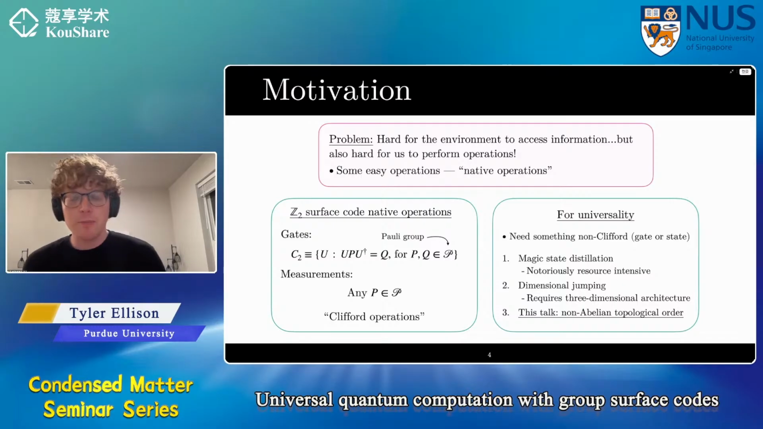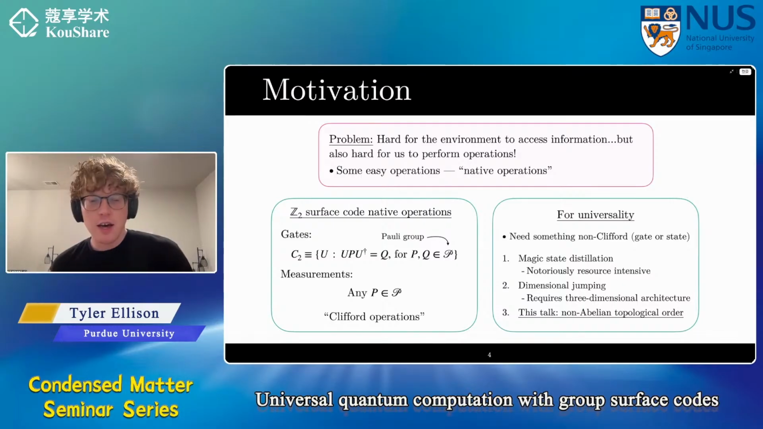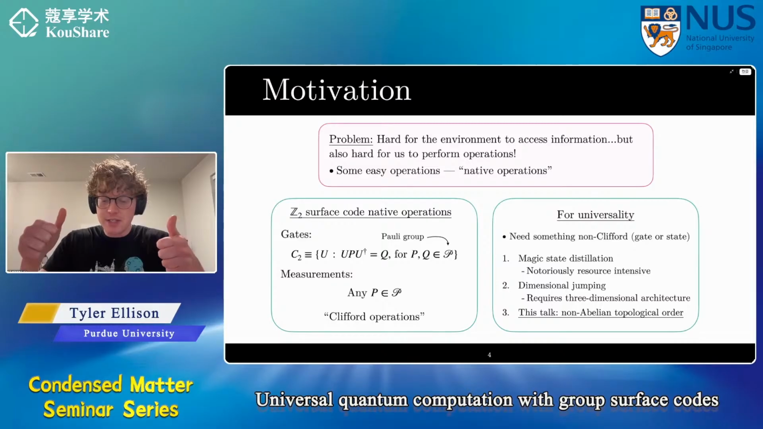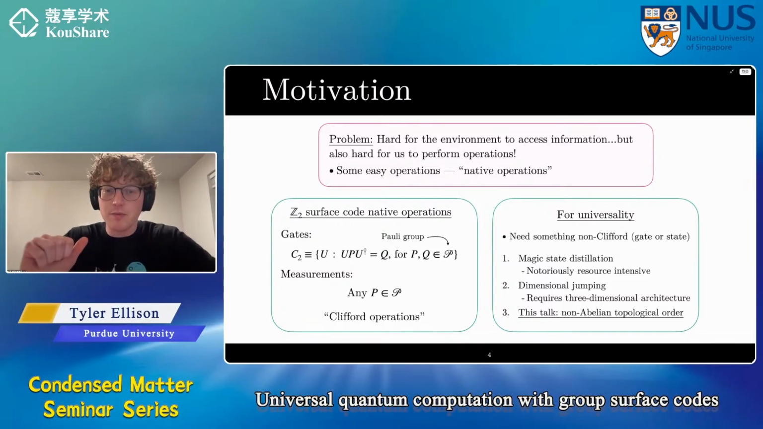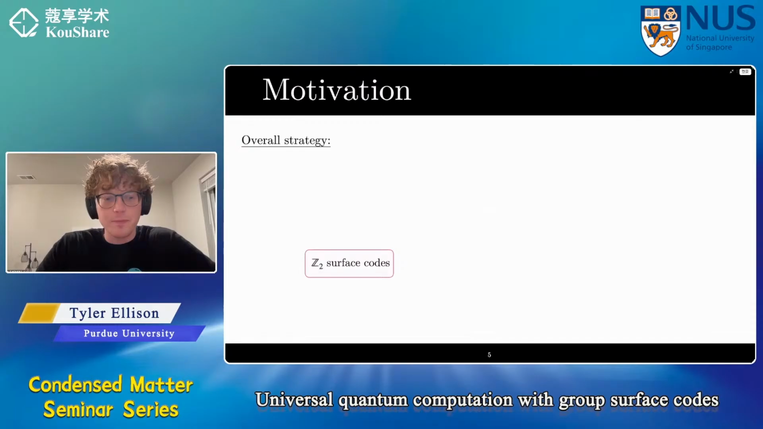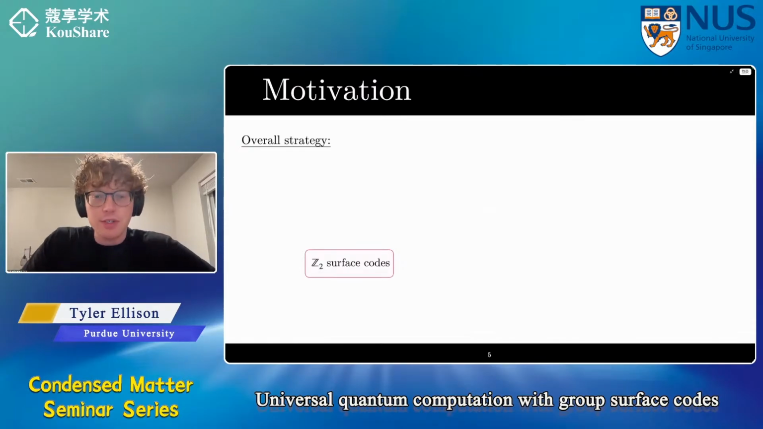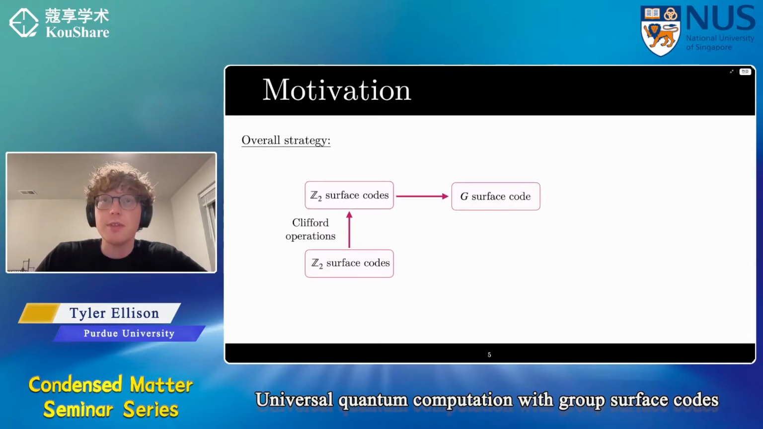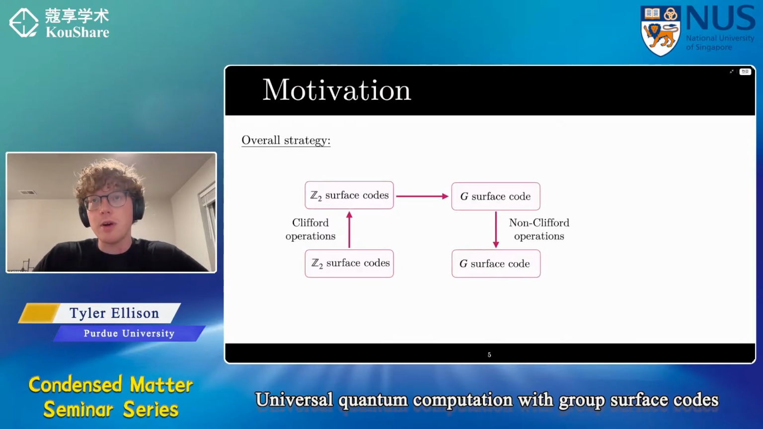Now, typically when people talk about non-abelian topological order in the context of quantum computation, they have in mind creating quasi-particle excitations or anyons, storing the information in some internal space, and then braiding those anyons to perform the quantum computations. We'll actually take a different approach to using non-abelian topological orders to supplement the Z2 surface codes. So here's the overall strategy. We'll start with our information stored in the Z2 surface codes, and we'll perform Clifford operations natively with the Z2 surface codes. Then within the G surface code, we'll perform our non-Clifford operations.